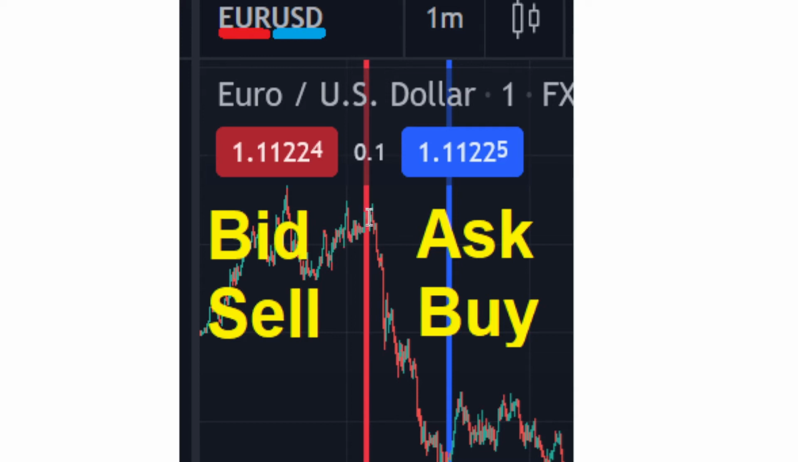So for instance, if you see this chart, when I got to this point, I said, I think this is going to go down. So I'm going to put a sell order. I'm going to open the position with a sell order. In that case, the bid price is the rate at which I can sell the base currency.